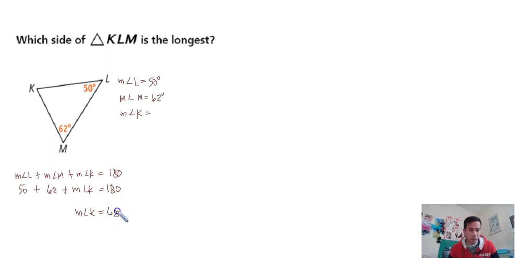Okay, that is 68 degrees. So that if you add them together, it will give you 180 degrees. So this is 68 degrees. So the question is, which side of KLM is the longest?